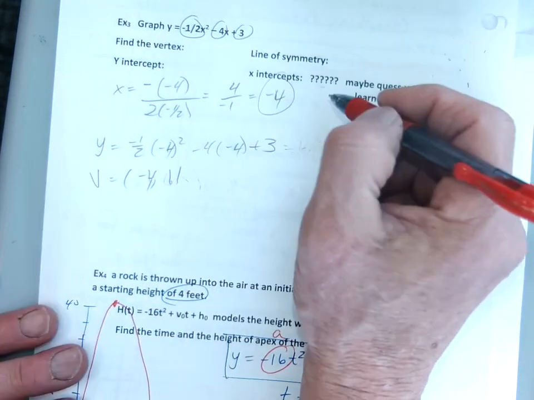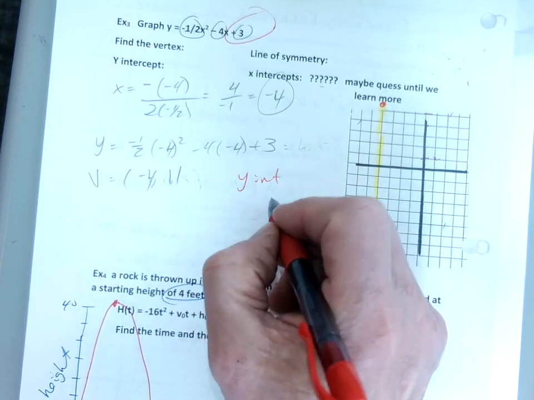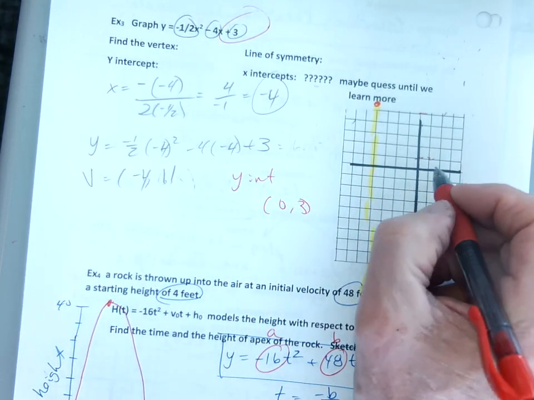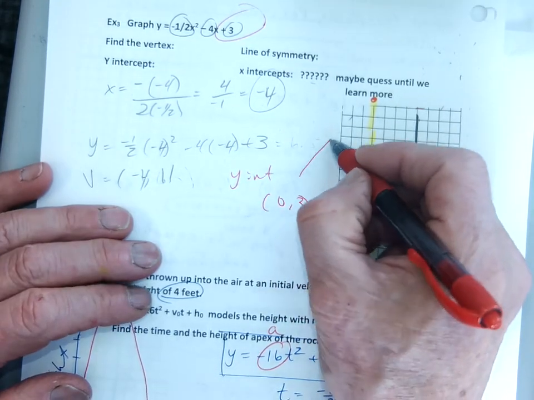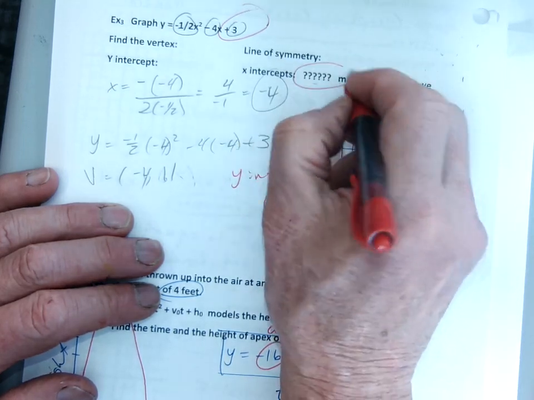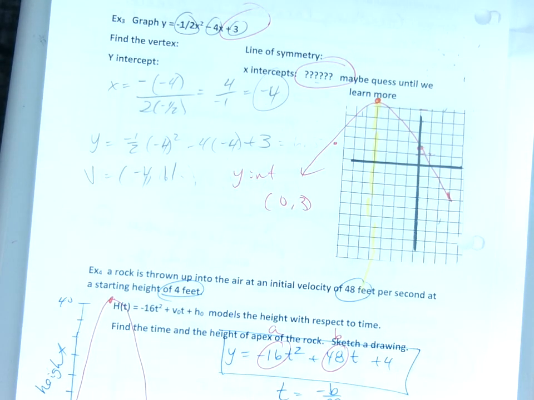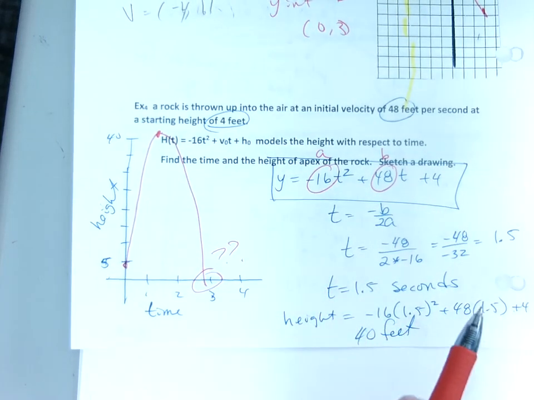My y-intercept I know is at 3, so my y-intercept is at 0, 3. And I know I have another point here, so I can graph it in. The x-intercepts, I'm not sure what they are yet, but we're going to learn that later, so we can just guess. And finally, we talked about the rocket.